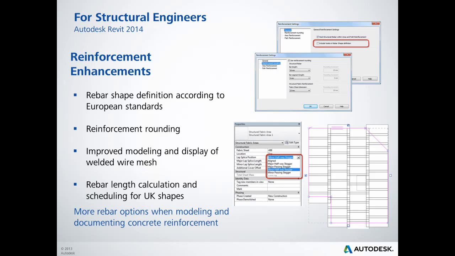Two new fabric sheet lap splice positions and the possibility to determine the start point of fabric sheets distribution have been added for wire mesh distribution. These new functionalities of reinforcement precise modeling help move you forward to the next stage for detailing and scheduling.